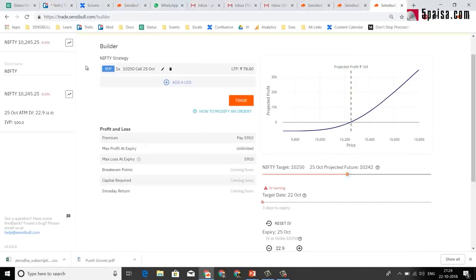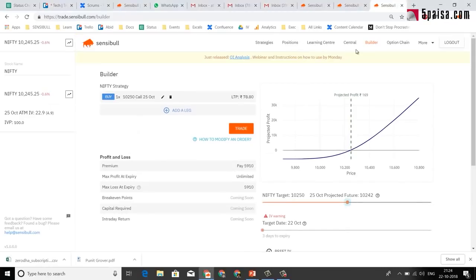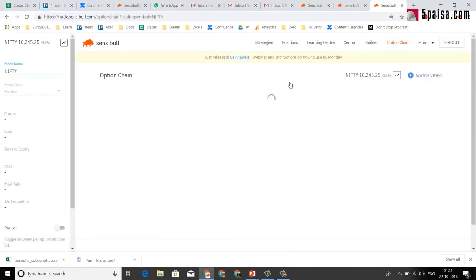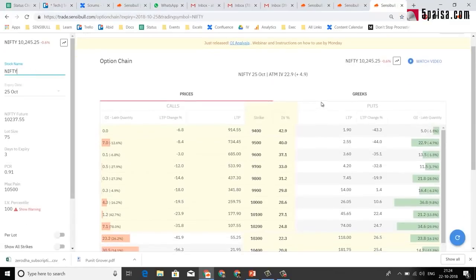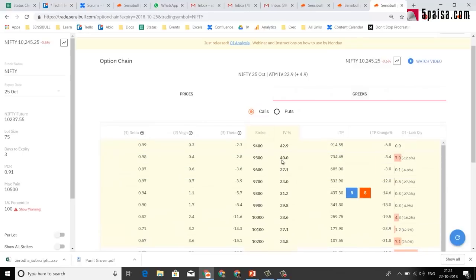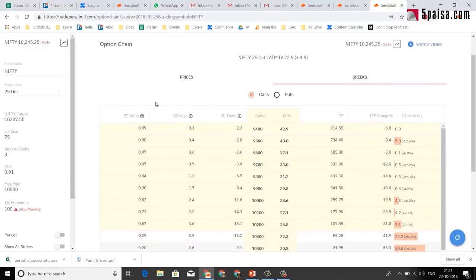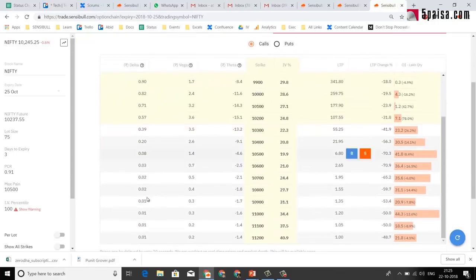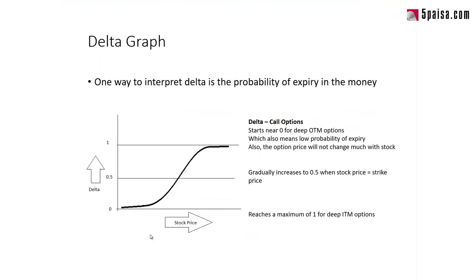Let's just verify whether what I'm saying is right or wrong, right? I mean, what if I'm just saying whatever I want? Okay, so you can see the Greeks here. The delta of a 9,400 call is almost 1, which means it is definitely going to expire in the money. And the delta of the 11,200 call is 1%. So delta gradually increases to 0.5, which is around ATM. And it reaches a maximum of 1 for deep ITM.